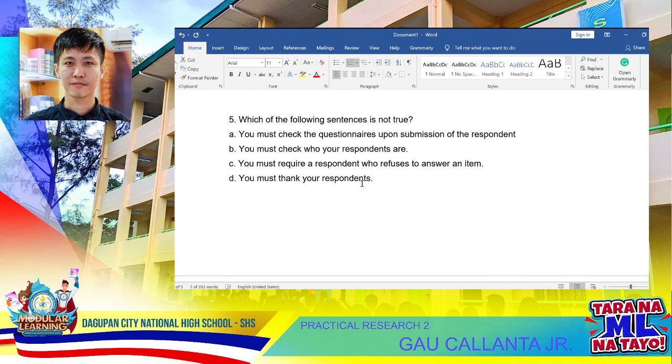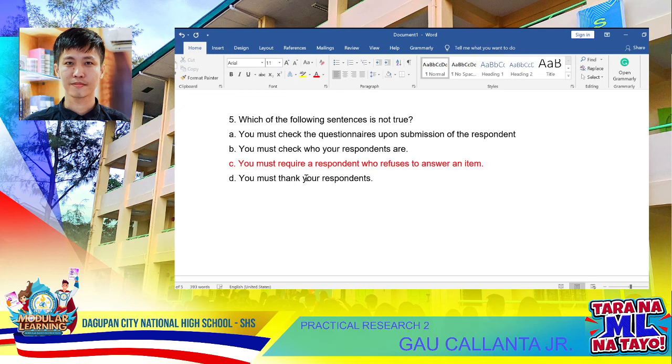And the last question, which of the following sentences is not true? You must check the questionnaires upon submission of the respondent. You must check who your respondents are. You must require a respondent who refuses to answer an item. You must thank your respondent. Yes, that is correct. You must require a respondent who refuses to answer an item. But you cannot force him to answer it, okay? You just ask him if he could answer the item, okay?